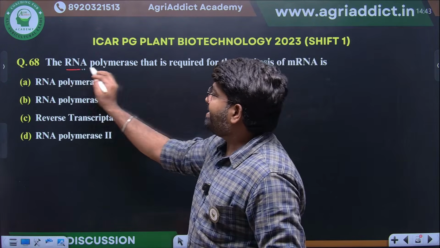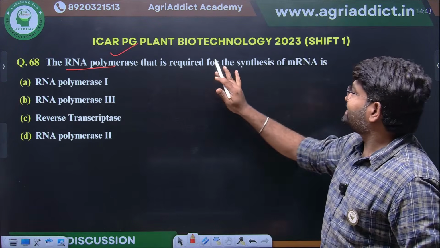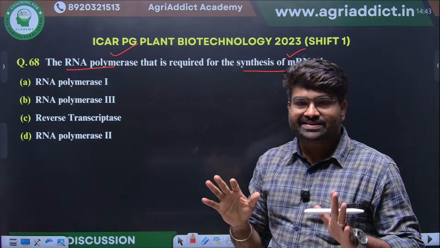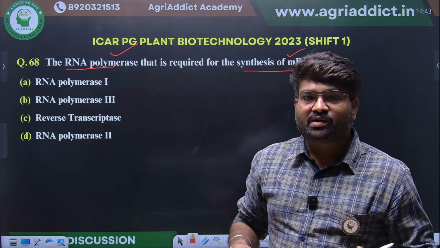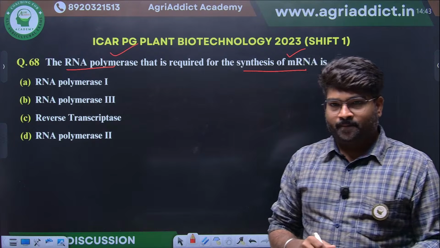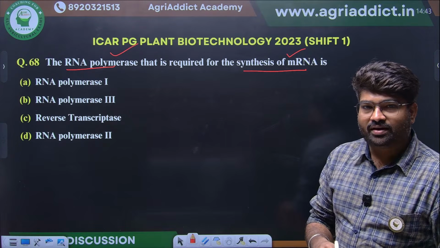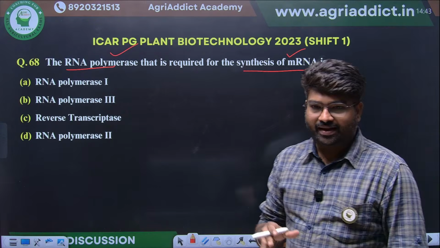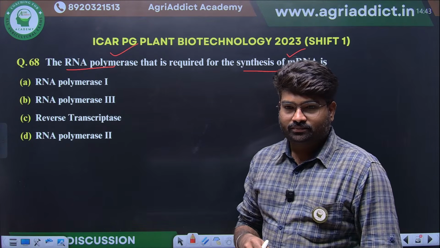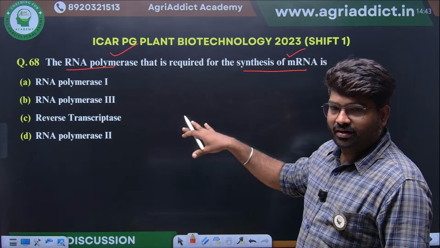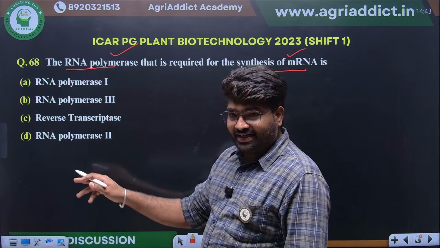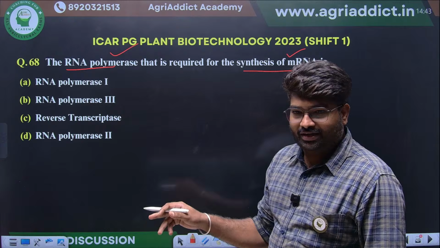Again, RNA polymerase that is required for synthesis of mRNA. Which RNA polymerase is required for synthesis of messenger RNA? Yes, which one? RNA polymerase 1, 3 or RNA polymerase 2 or reverse transcriptase? Which will be required? RNA polymerase 1 or 2 or 3? Yes, RNA polymerase 2.